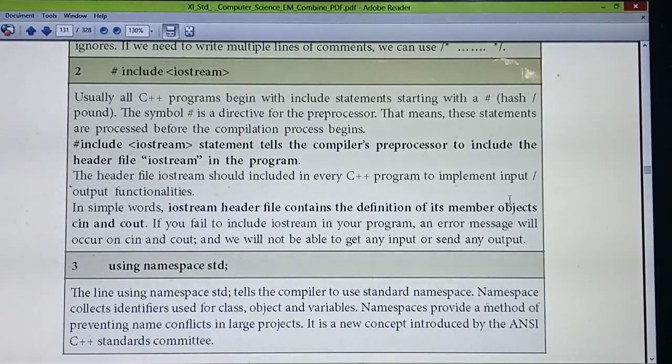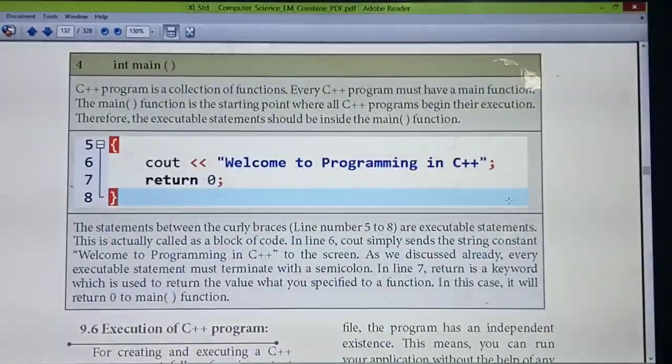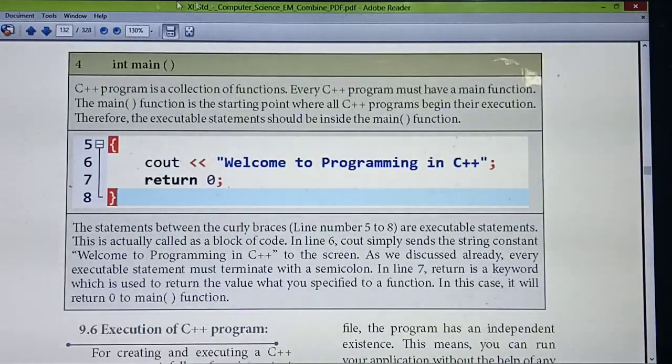Have you all marked? Then next, fifth question answer: what is the use of main function? Take page number 126, main function. Very, very important question. Starting from here, C++ program is a collection of functions, from here till the last, main function. Okay.